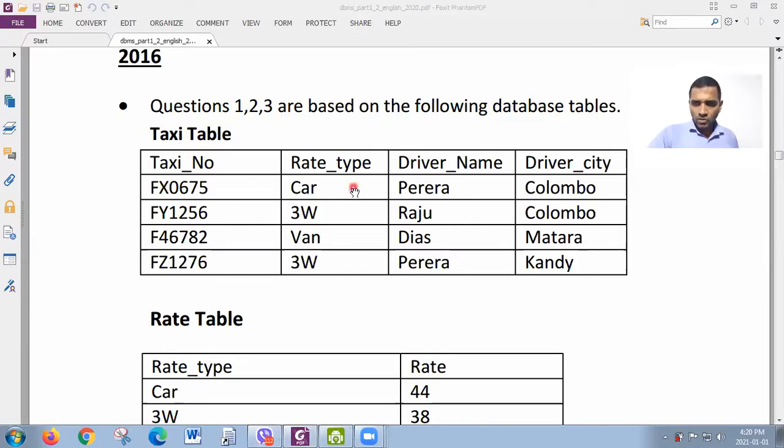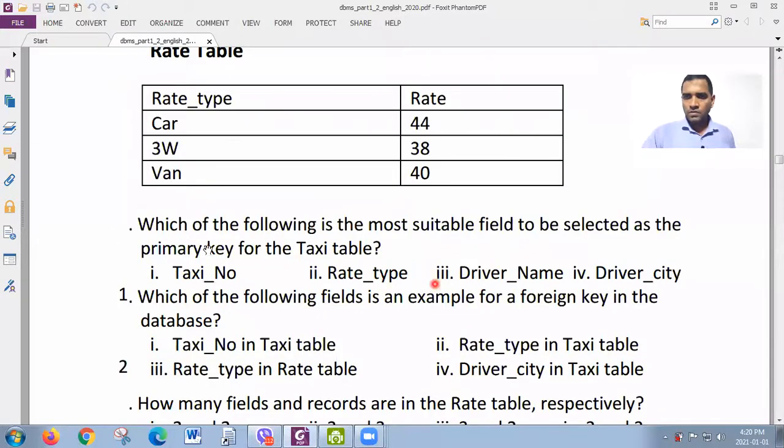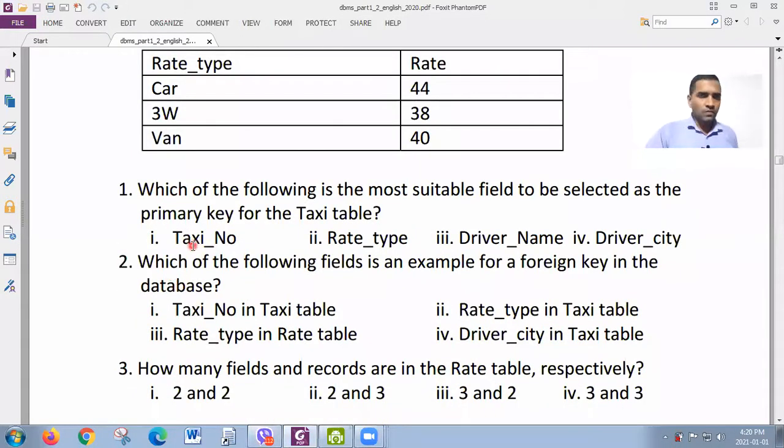So every taxi must be identified by a number, right? So that number must be unique, but rate type can be repeated, because look here, if it is car, it can be repeated because there may be so many drivers who can drive the car. So it must be repeated. Even you can see this 3W repeated twice, right? Driver name, names are always repeated, and driver city is also repeated. So for the first question, this is the answer: taxi underscore number. First question, first answer.